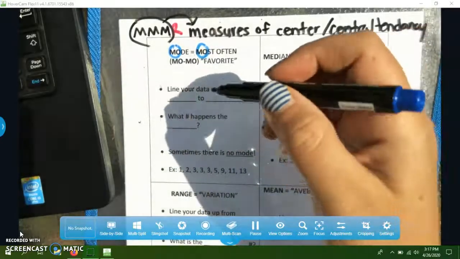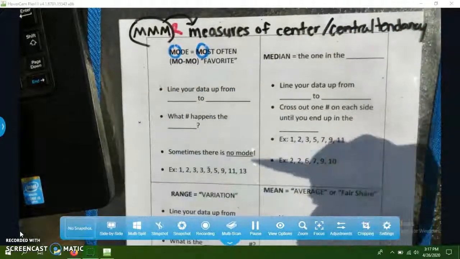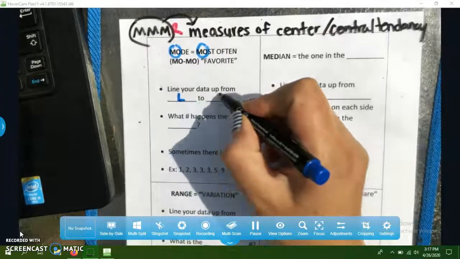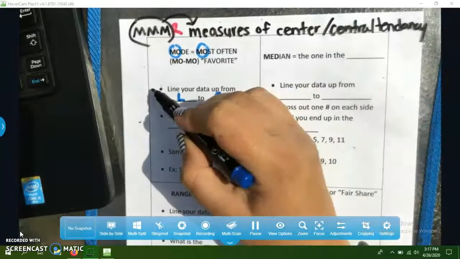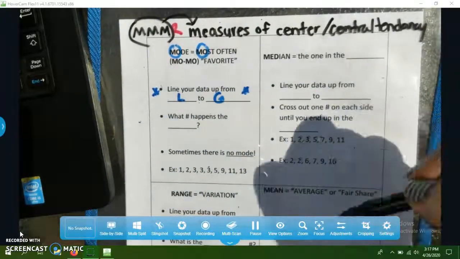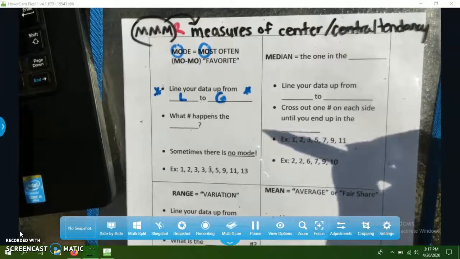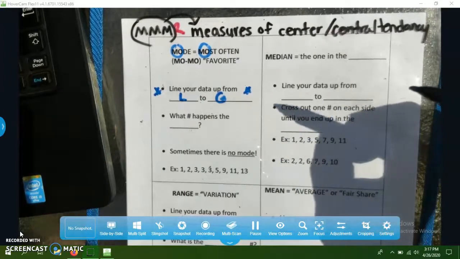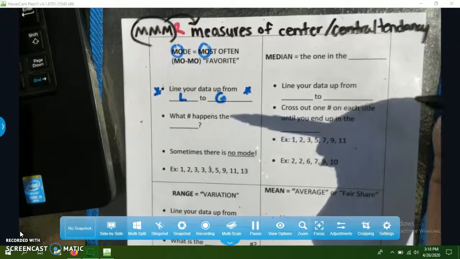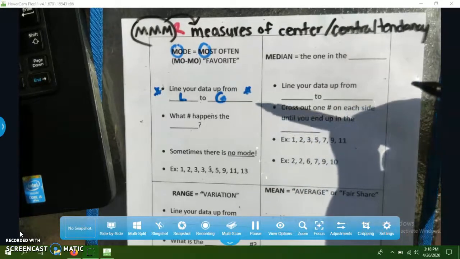The first thing that you're going to want to do, no matter which one of these you're trying to calculate, is you're always going to line your data up from least to greatest. That is a very important step. Not so much for the mode, but especially for some other ones of these that we're going to be calculating. We just want to get in the habit of always lining our data up least to greatest, just like when we were going to put it into a line plot or a stem and leaf plot earlier.